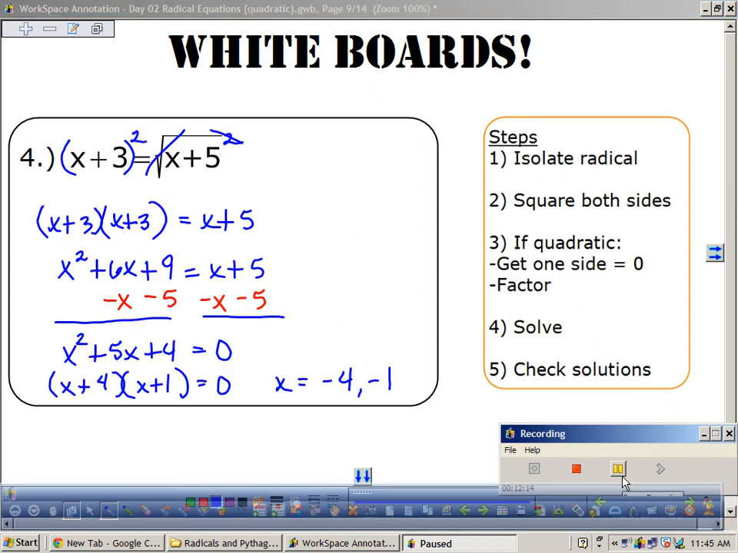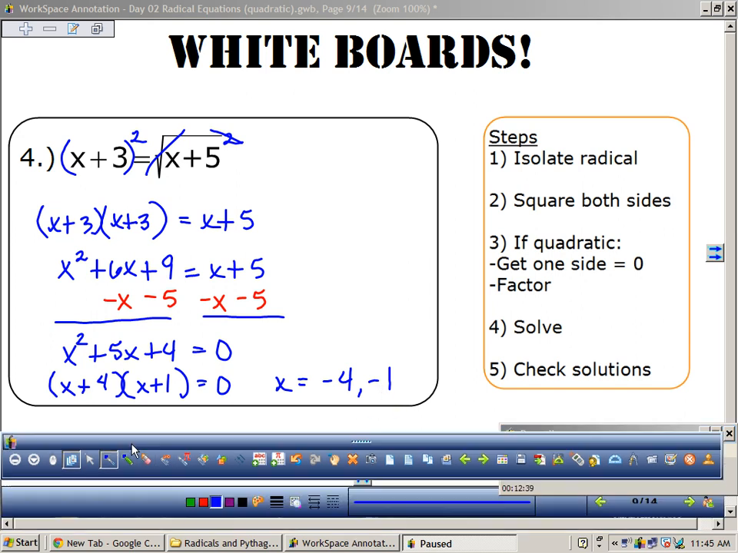All right, guys. So this is as far as I went. So you should have got to negative 4 and negative 1. Now let's think about this strategically. If I put negative 4 in here, what would I get? Negative 1. If I put a negative 1 in there, what would I get? A 2. Which one makes more sense?